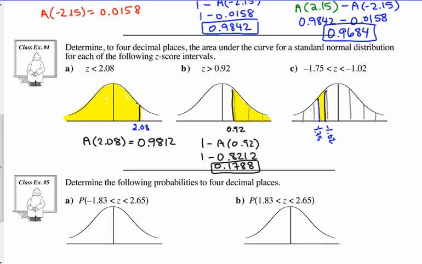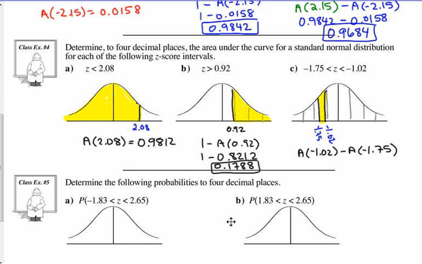Whenever we want the area in between two values, we're going to go big minus small. So the area to the left of the big one, negative 1.02, the one on the right, minus the area under negative 1.75. Because if I get this whole area under negative 1.02 and then take away the area under negative 1.75, what we're left with is the part we're looking for.